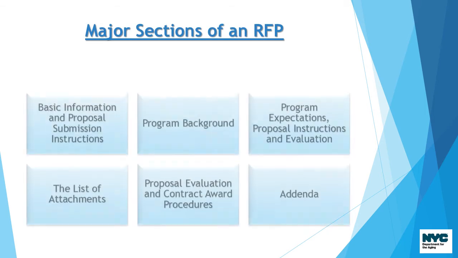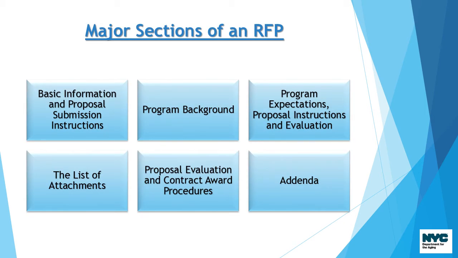Every RFP is broken down into several sections. An introductory section, which includes basic information and proposal submission instructions. A main section, which includes program background, program expectations, proposal instructions and evaluation, the list of attachments, proposal evaluation and contract award procedures, and a final addenda section. Let's take a moment to look at each of these sections a little bit closer.